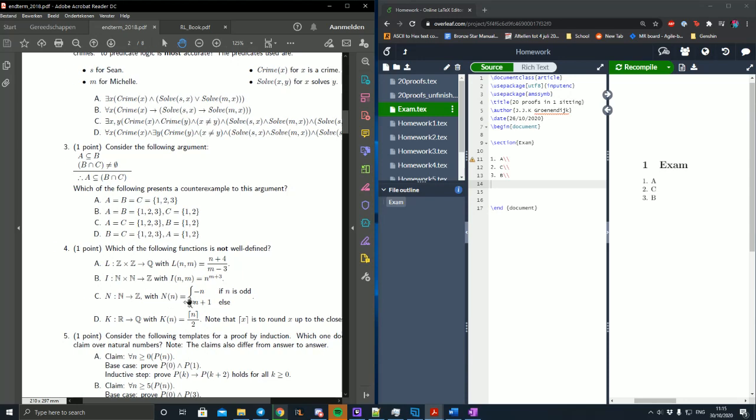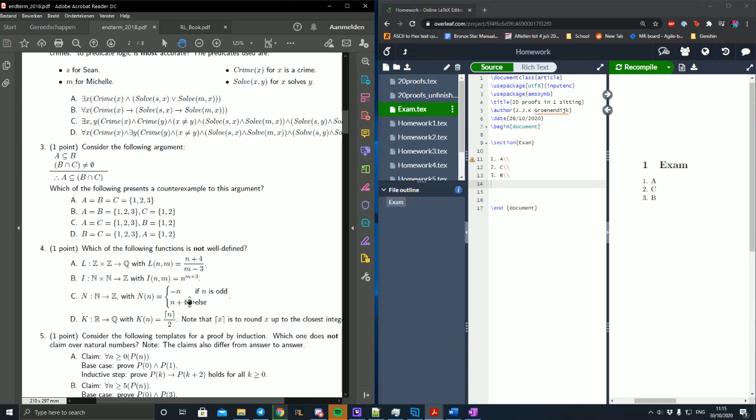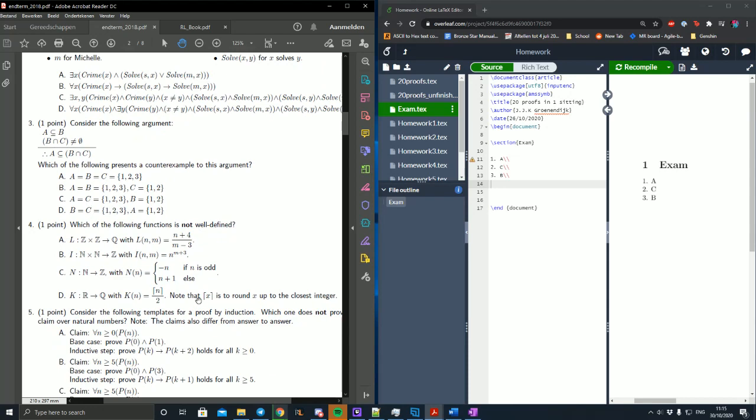Yeah, it could be. If it's not well defined, then it's just not a function. So maybe there's just an argument that doesn't have a value. Which of the following is not a function?